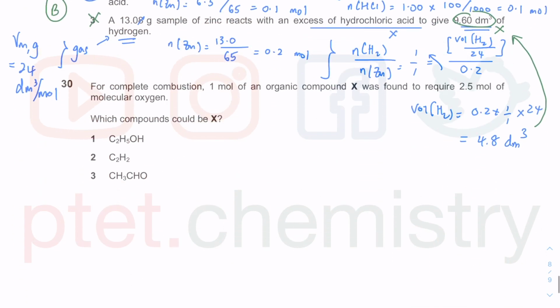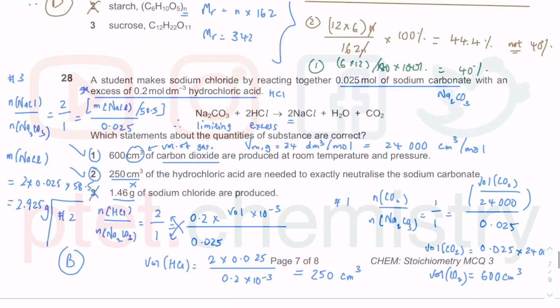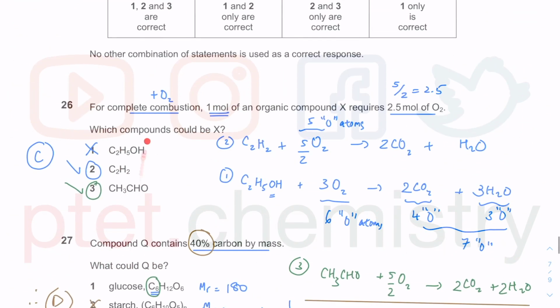Last but not least, question 30. What we have is 1 mole of X requires 2.5 mole of molecular oxygen. This means O2. Let's try and balance the equation. So C2H2. Isn't this the same question as just now? I think this is the exact same question as what we had done already previously. Yeah, we had done the exact same question already. Previously it just said required.